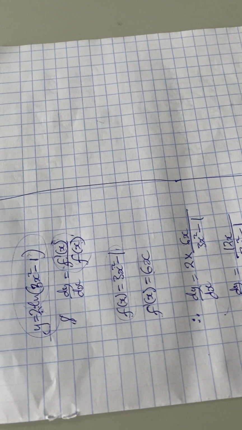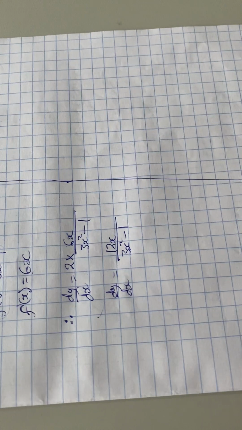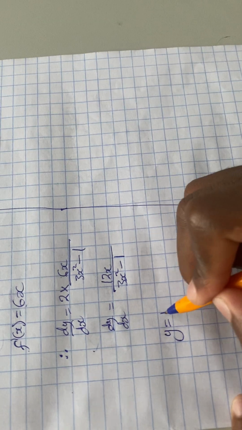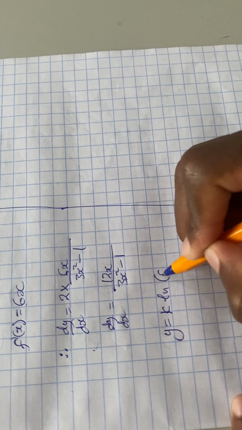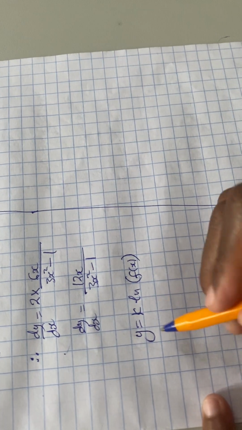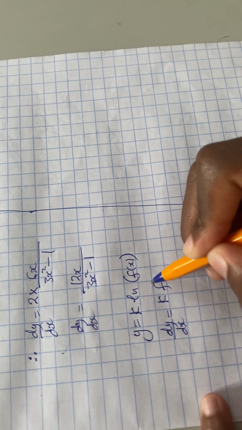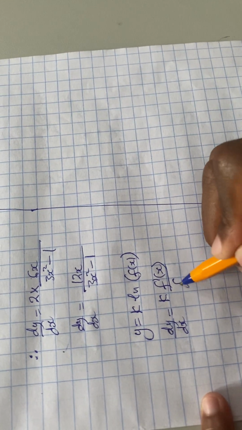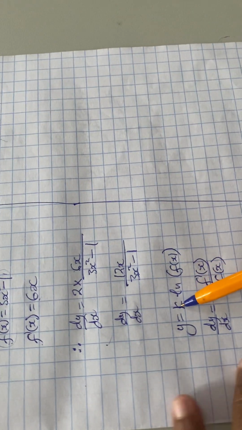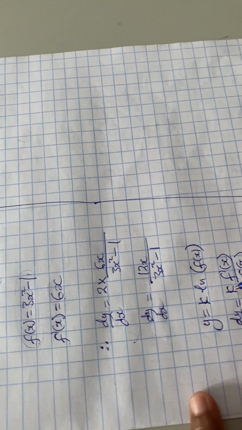Normally, when you look at a textbook, you'll find that if they say y equals k ln f of x, where k is a constant, then dy/dx equals k f dash of x all over f of x. This is what we just did here, because k is our 2 in this case.